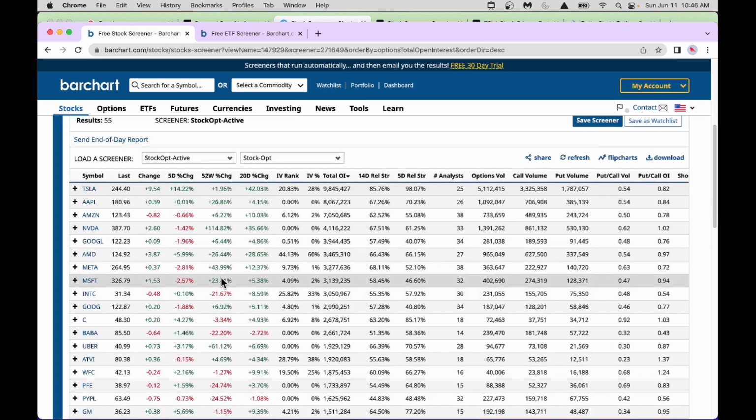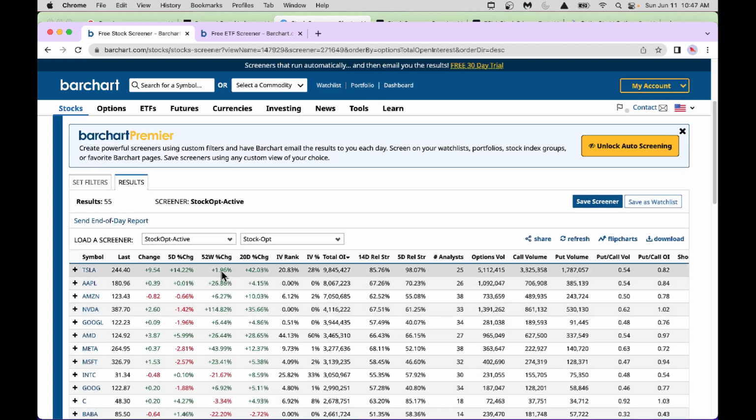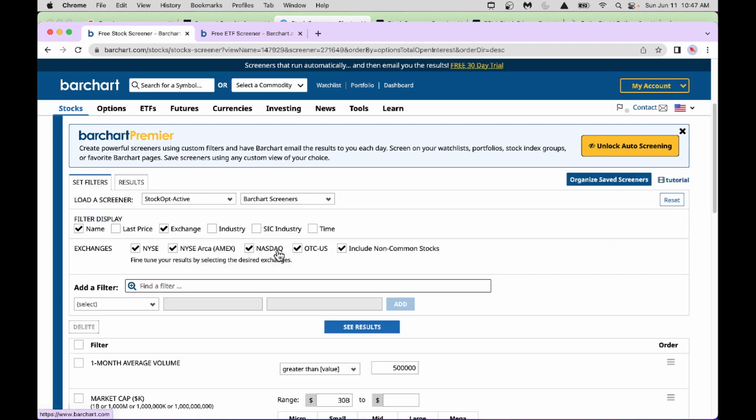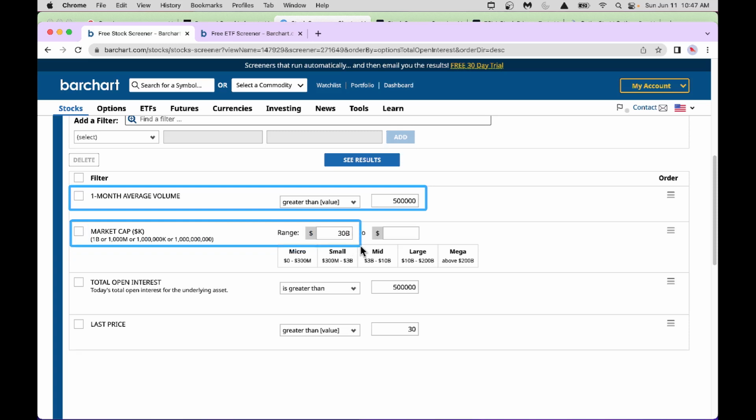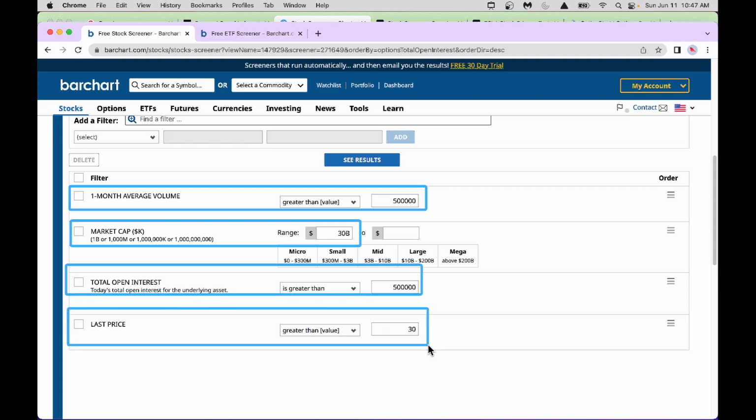Look, from a stock perspective, I got my filters. If I go to my filters here, basically I'm saying I want 1 month average to be more than 5 million shares traded. From a stock perspective, I want market cap to be over 30 billion. I want open interest to be nice and high, over 500,000, as you can see here, and I want the price to be more than $30.